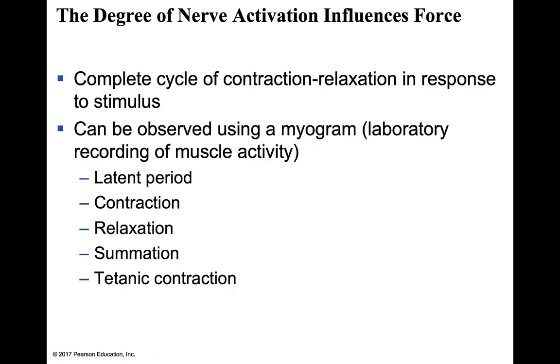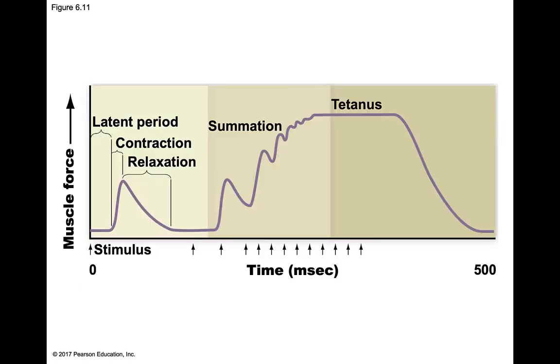Now, if we look at the degree that a nerve will actually influence force, we need to look at these terms. A complete cycle of contraction relaxation in response to a stimulus. Now, we're going to be looking in just a second at what we refer to as a myogram. And this is how we actually measure force production of a single fiber. Now, these terms here are also going to be important. The latent period, contraction, relaxation, summation, and tetanic contraction. So let's take a look here.